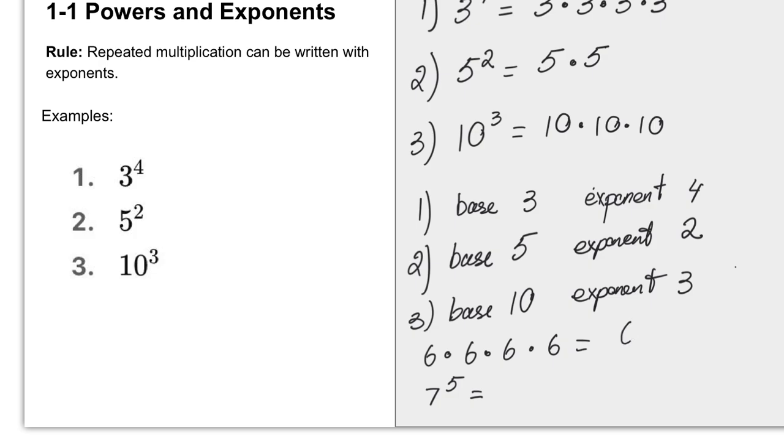Okay, so if you've written 6 raised to the 4th power, you will be correct because 6 is multiplied by itself 4 times. 1, 2, 3, 4. Then we can expand the 7 to the 5th power to show that 7 times 7 times 7 times 7 times 7. So 1, 2, 3, 4, 5 sevens in there, and that's what it's showing us.